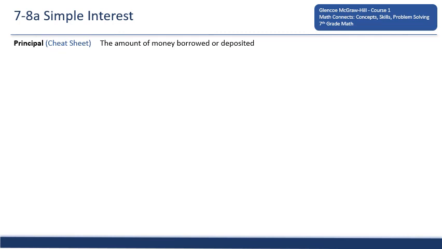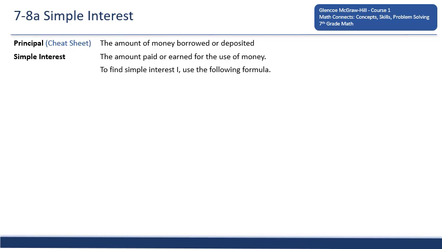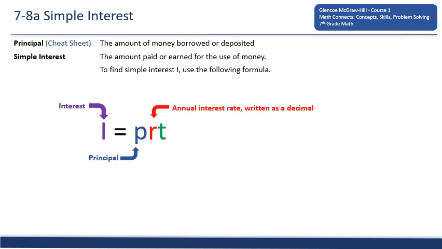Principal, the amount of money borrowed or deposited. Simple interest, the amount paid or earned for the use of money. To find simple interest, I use the following formula. I equals P times R times T, where I equals interest, P equals principal, R is annual interest rate written as a decimal, and T equals time expressed in years.